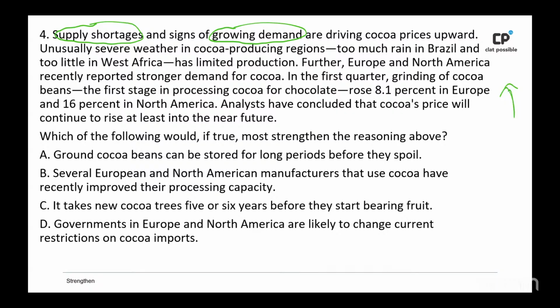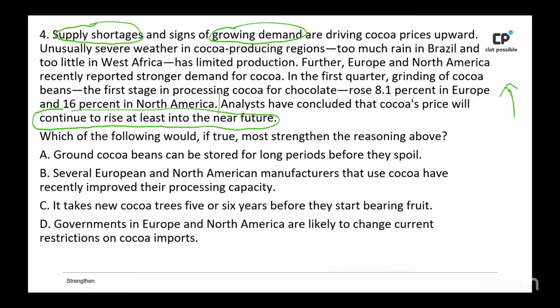Further, Europe and North America recently reported stronger demand for cocoa, right? Again, demand. In the first quarter, grinding cocoa beans, the first stage in processing cocoa for chocolate, rose 8.1% in Europe and 16% in North America, which shows us the increased demand. Analysts have concluded that cocoa's prices will continue to rise at least in the near future because of this supply pressure and also the demand pressure. The prices will continue to rise at least into the near future.